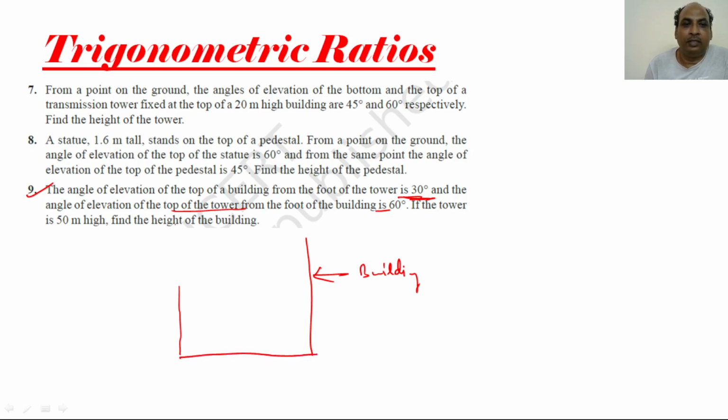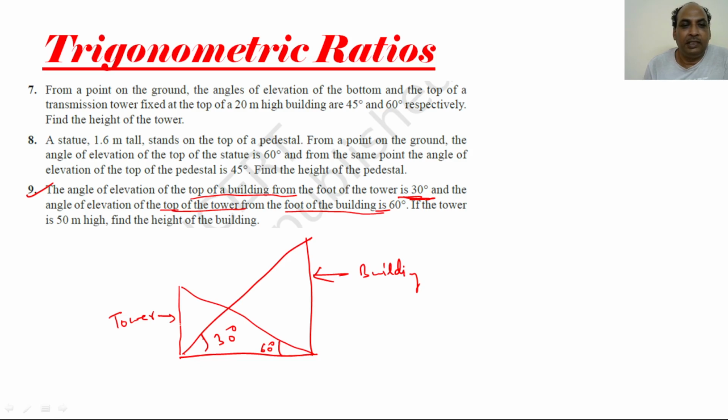So the angle of elevation of the top of a building from the foot of the tower is 30 degree, and the angle of elevation of the top of the tower from the foot of the building is 60 degree, right? So this is the tower.